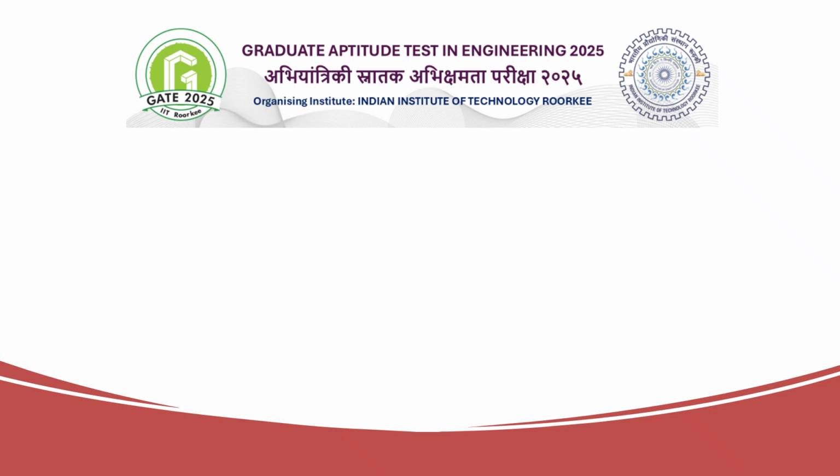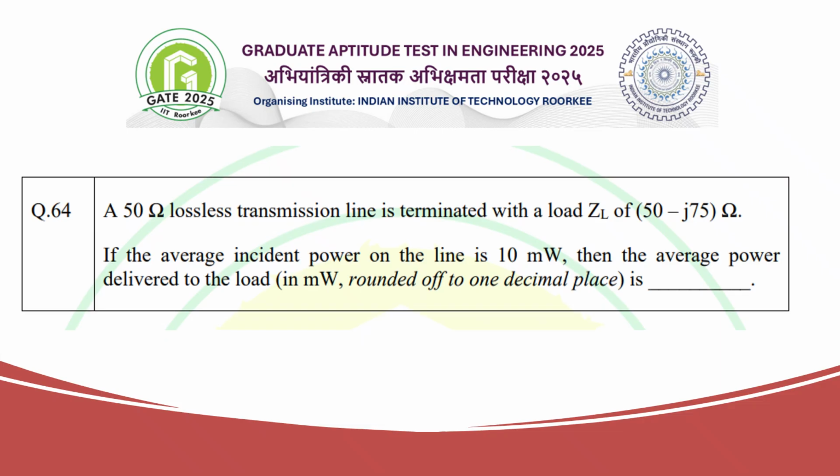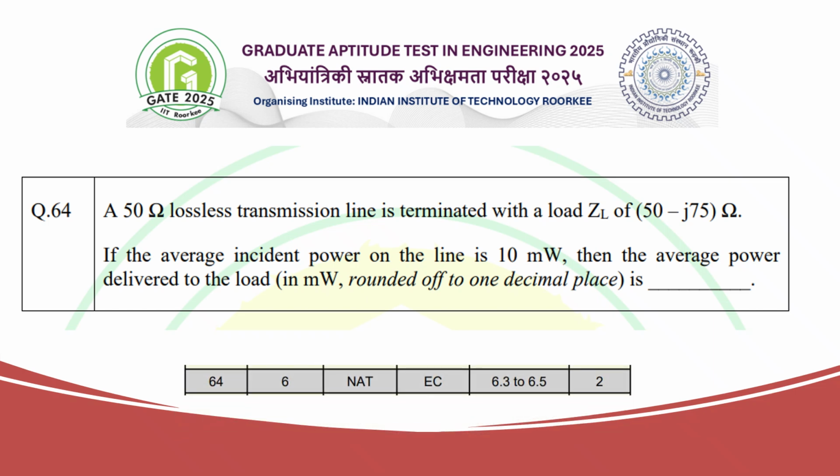First of all, GATE 2025 has been conducted by IIT Roorkee, and let's see the questions from this course, EMT. I have taken a screenshot of this question. This question has been asked from transmission line theory, and as per the answer key provided by IIT Roorkee, your answer should be in the range of 6.3 to 6.5. So we will see this question.